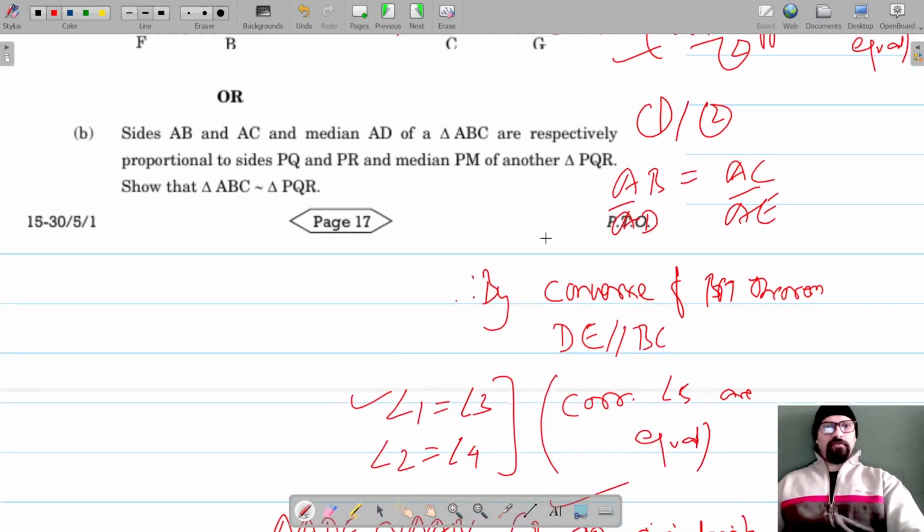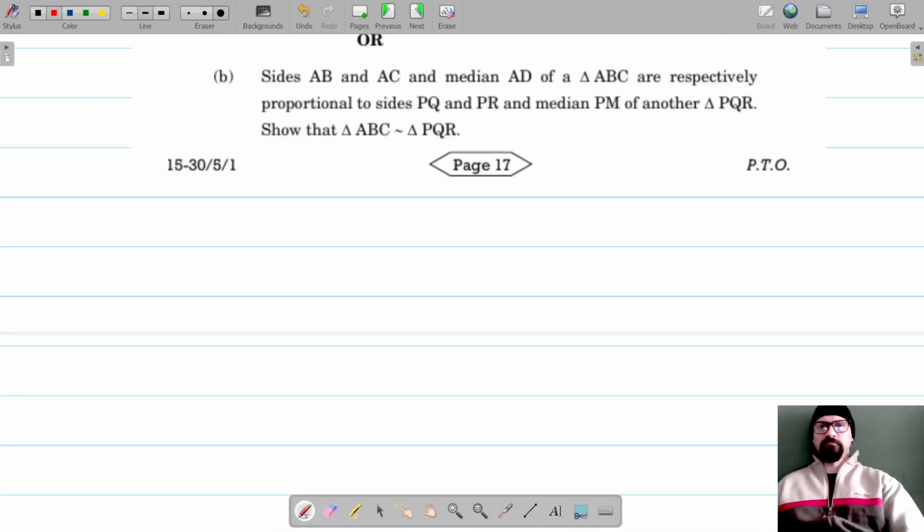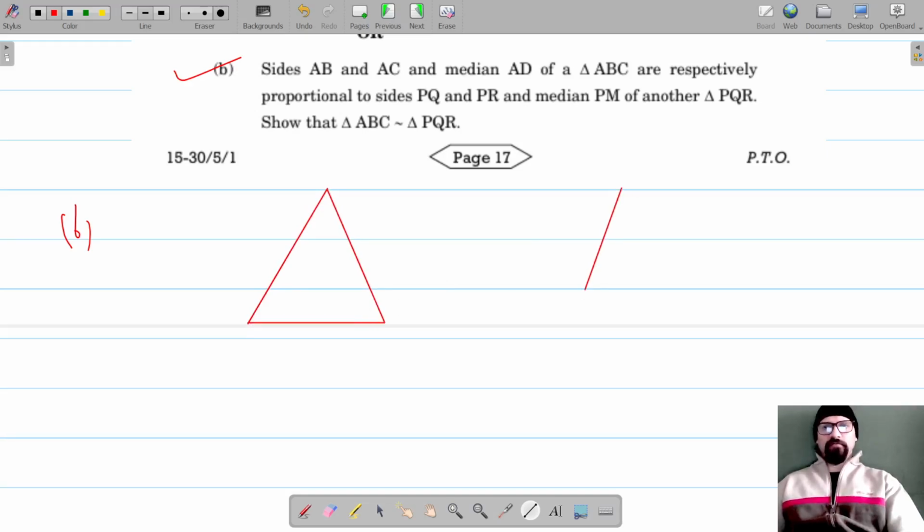And moving on to the next question, that is part B of the same question. Okay, for part B of the same question, it's given that, so let's just draw the triangles. Sides AB, AC and median AD of triangle ABC are proportional to PQ, PR and median PM of another triangle PQR. So let this be triangle ABC and this be triangle PQR.